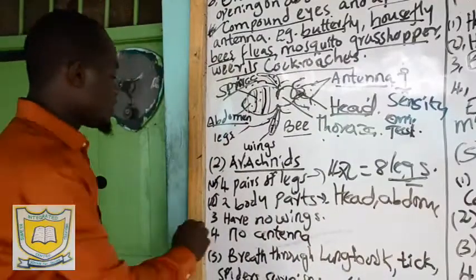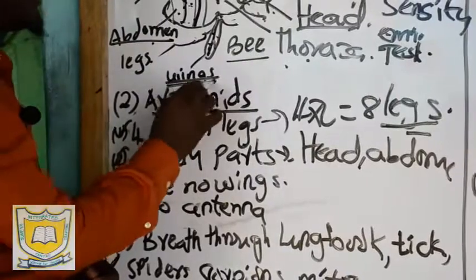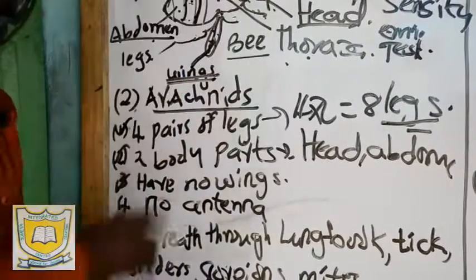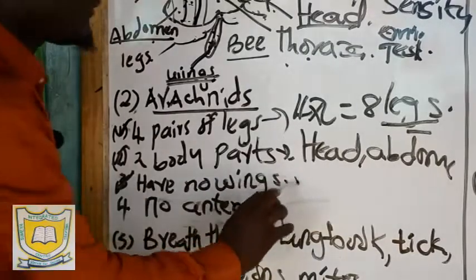Number 3, they have no wings. When you talk about insects, they have wings, this part and this part. But when we come to arachnids, they lack wings, they do not have wings.